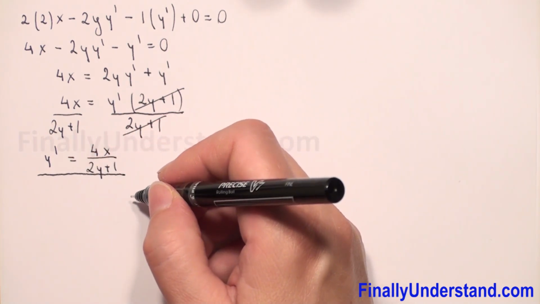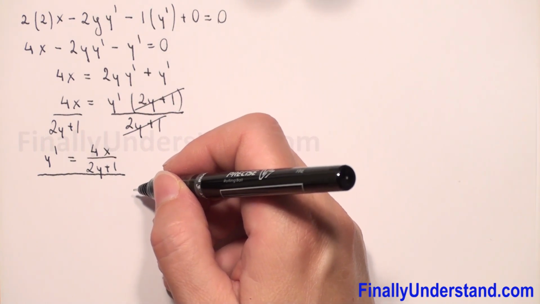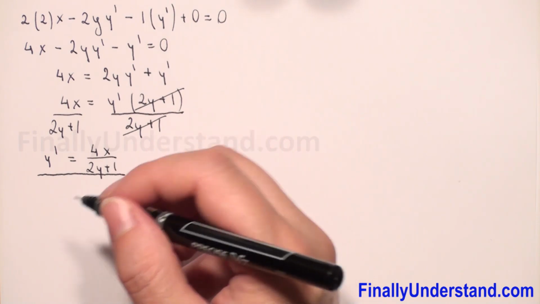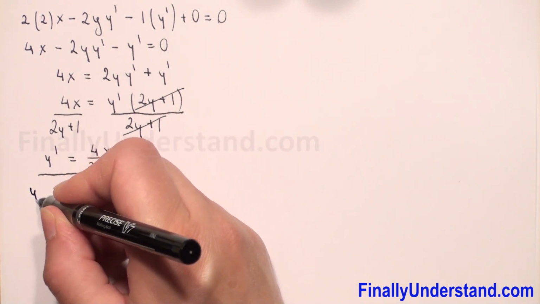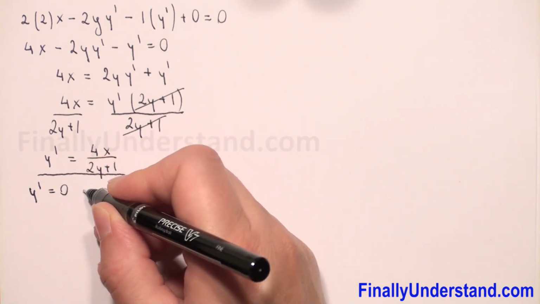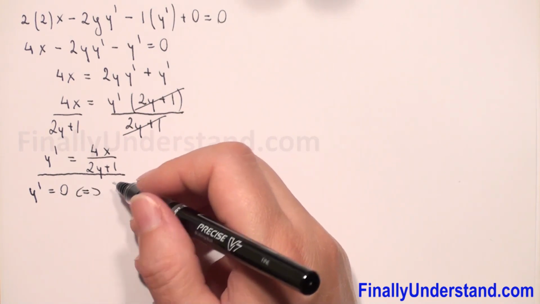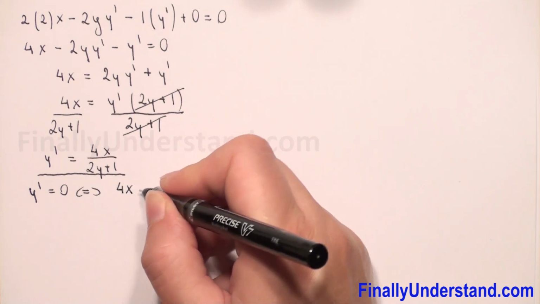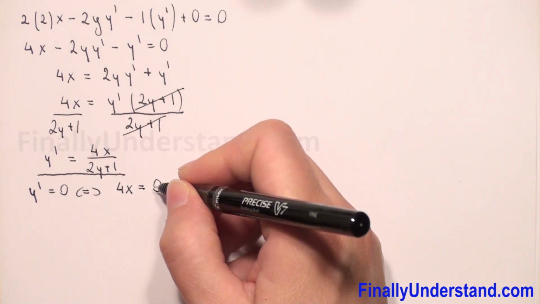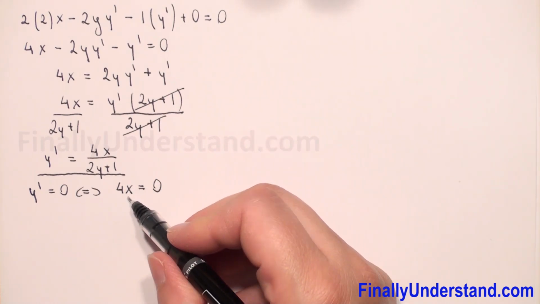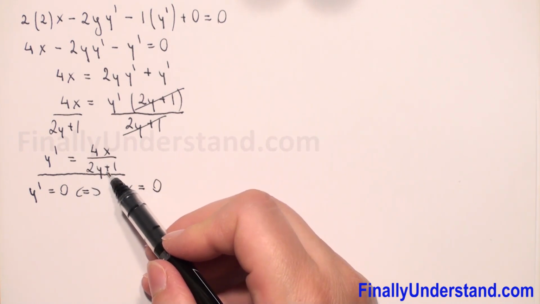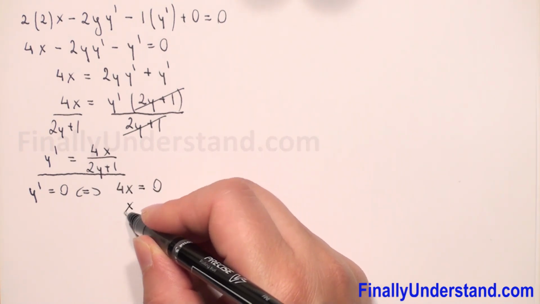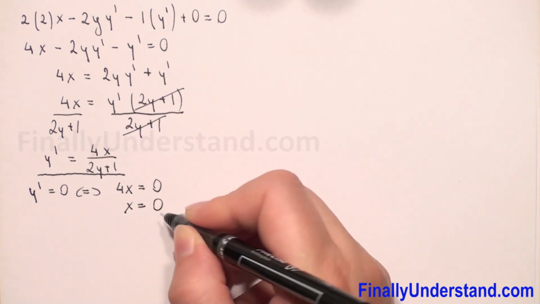We have the first derivative. Next, we have to find points of zero slope. It means we have to solve the equation when y prime is equal to 0. That happens if and only if whatever you have in the numerator, so it is 4x, is equal to 0. Why only 4x equals 0? Because the denominator cannot be 0. So we have x equals 0.